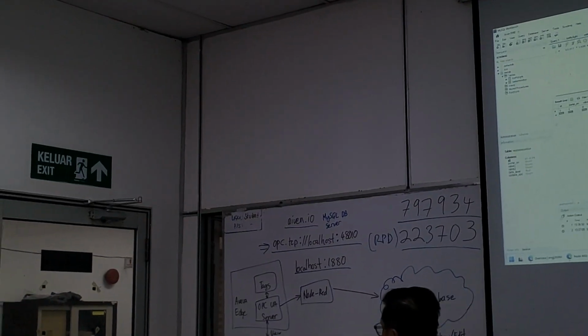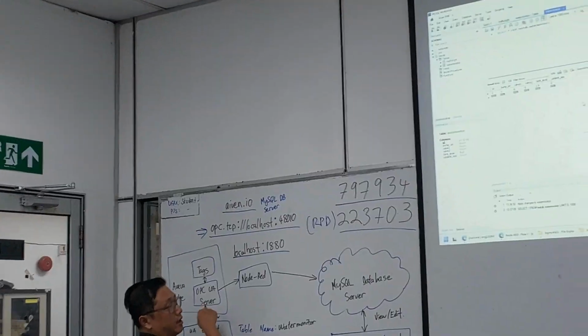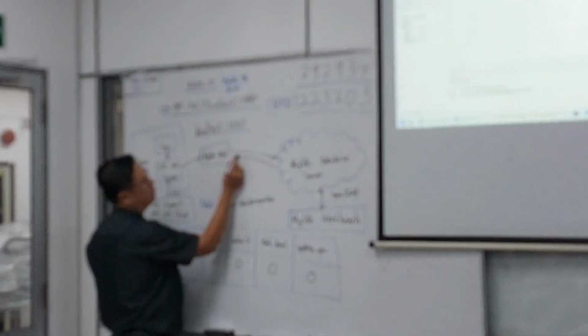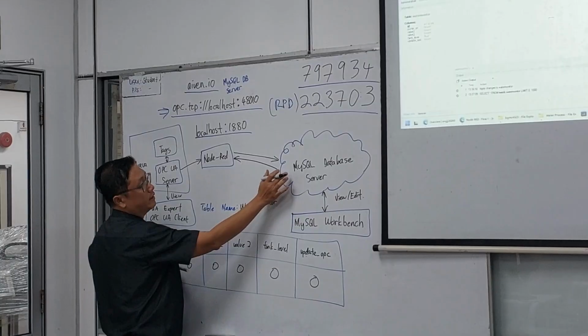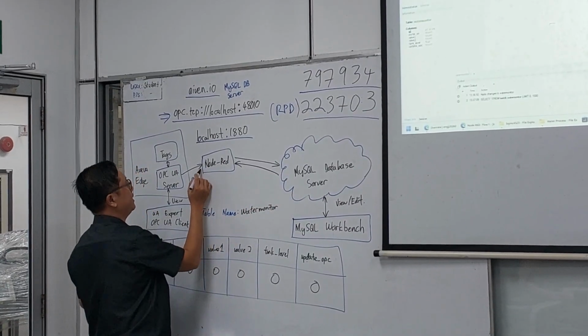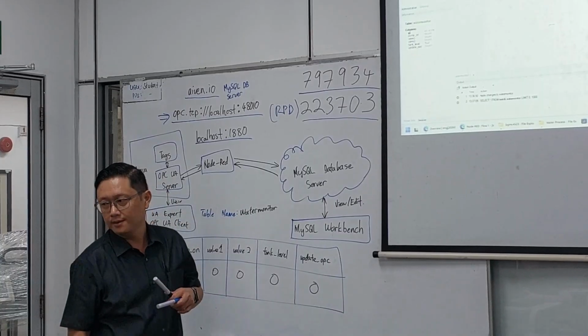Okay, the last one is from the database server. We want to control this OPC server. So we want to send this information down. Okay, read the information from the SQL database server, and then it goes down to the OPC server.